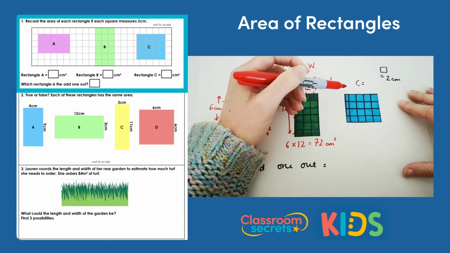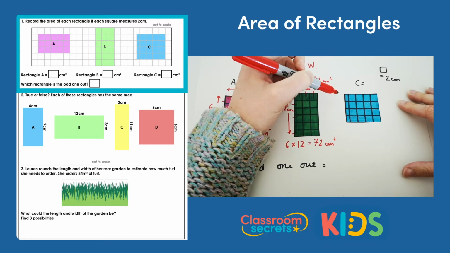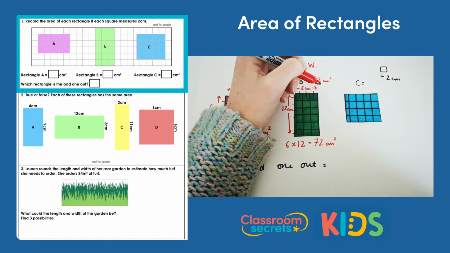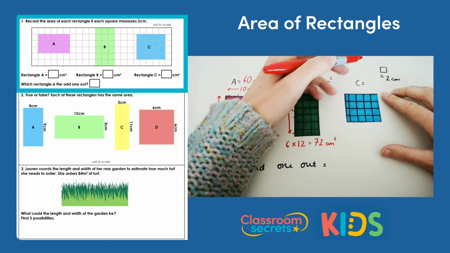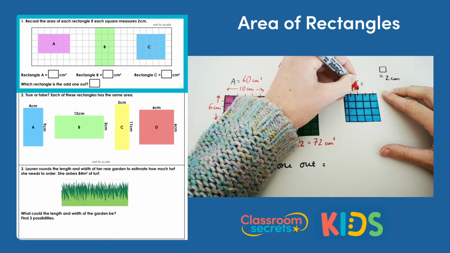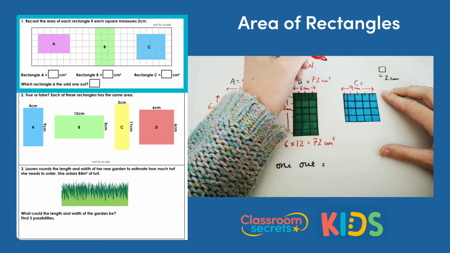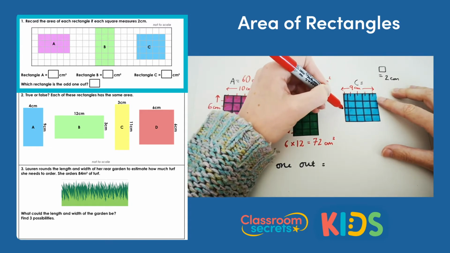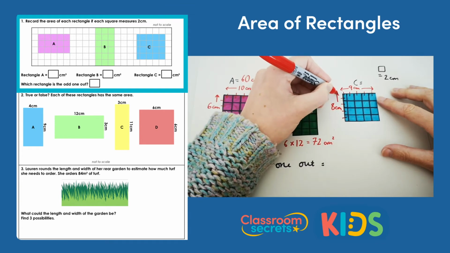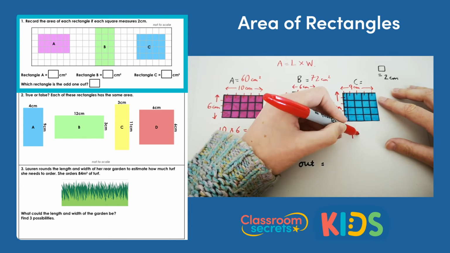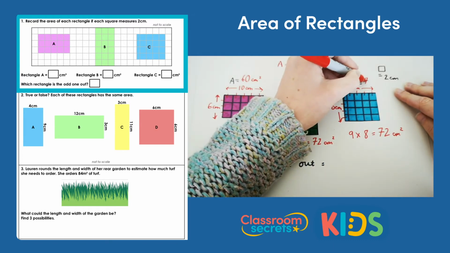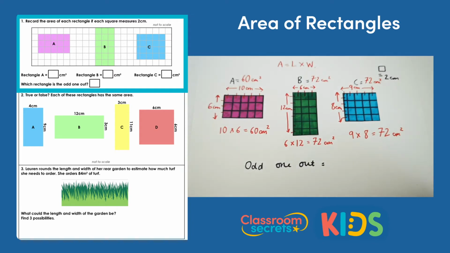Now finally C. Now C is a little bit trickier than the other two, because it has whole squares, but then it has half squares. So remember, half of 2 is 1. So these are worth 1 centimetre, whereas this is worth 2. So we would go 2, 4, 6, 8, and then that would make it 9. So that is 9 centimetres in length. However, this is still 2 centimetres. So we would go 2, 4, 6, 8. So the width is 8 centimetres. So we would have to do 9 times 8, which is also 72 centimetres squared. So C is 72 centimetres squared.